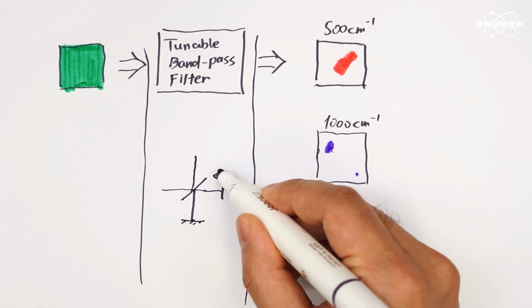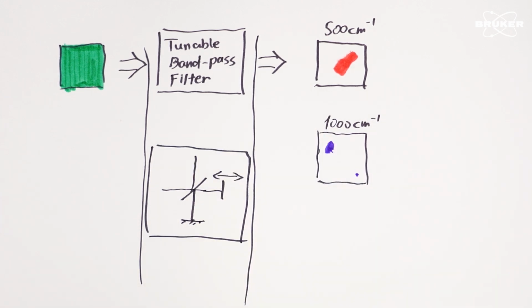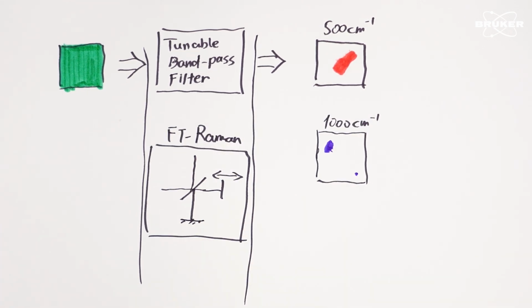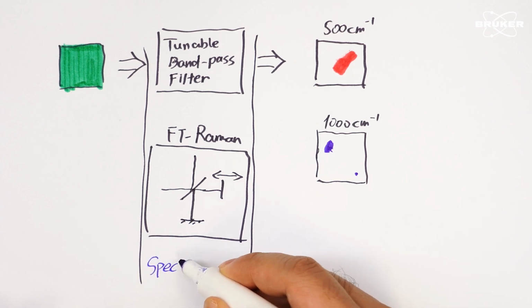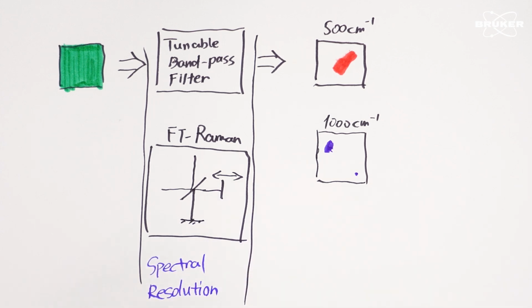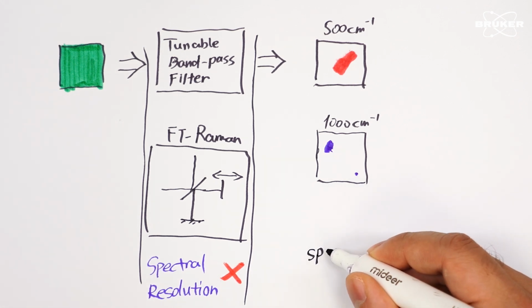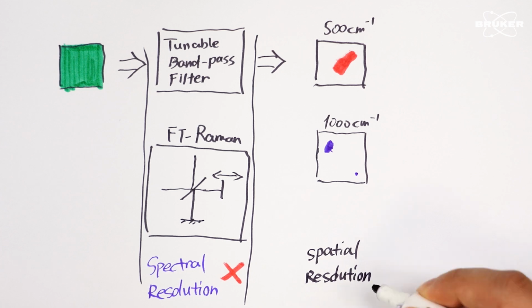Another option is using a Michelson interferometer like what we use for FT Raman. However, the spectral resolution from tunable filters or FT Raman for visible laser isn't as good as conventional dispersive spectrometers, so these approaches aren't widely implemented.